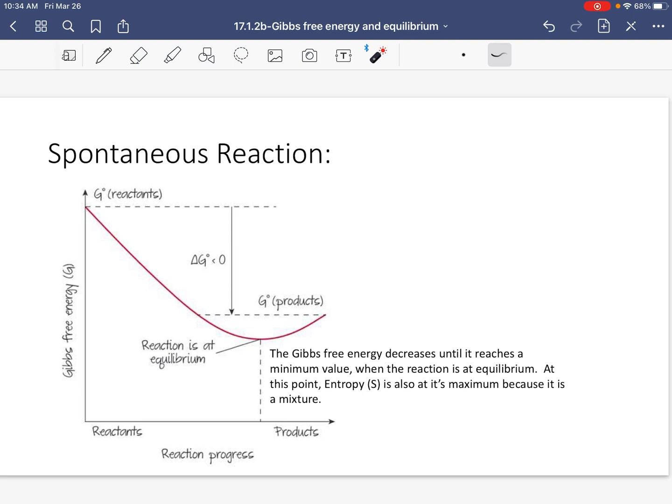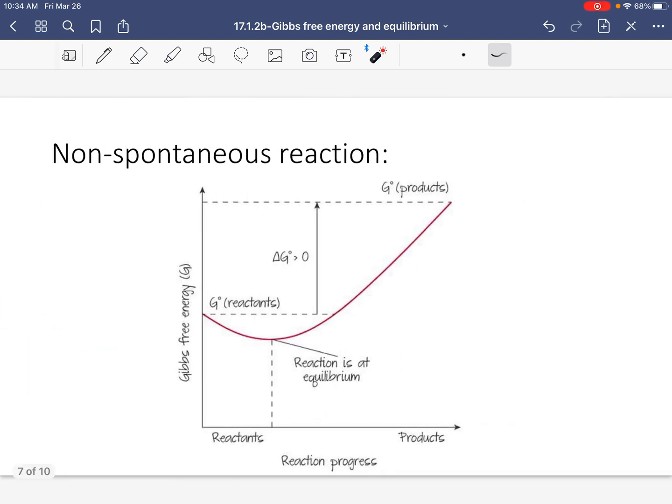So, let's take a look at the same type of graph, but in a reaction that is non-spontaneous. So this is a non-spontaneous situation where you have reactants right here in terms of its Gibbs free energy. But when you take a look at product, that Gibbs free energy actually increases. What that means is that delta G is going to be a number greater than 0. There's an increase in Gibbs free energy. More energy is needed. And when you see where the equilibrium lies, this is where the equilibrium lies.